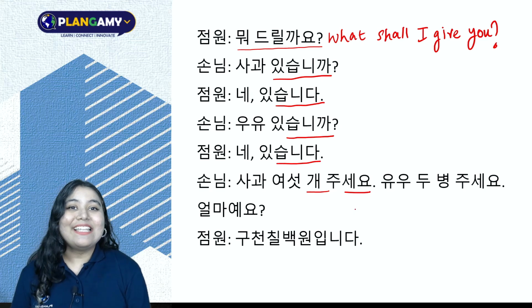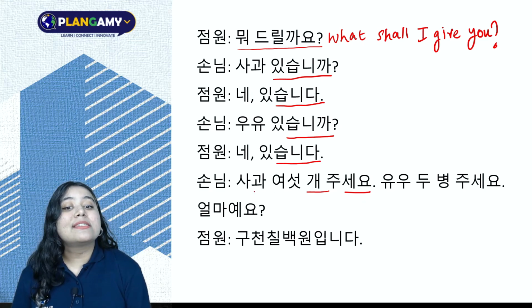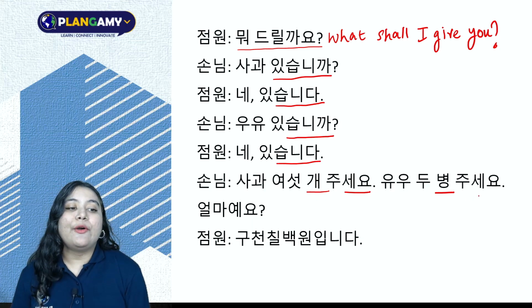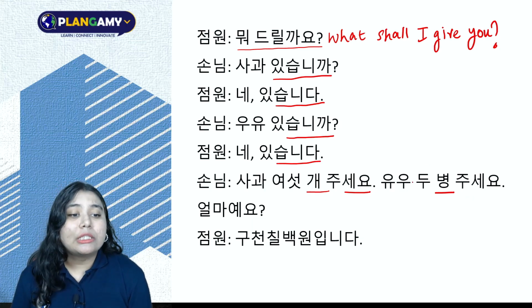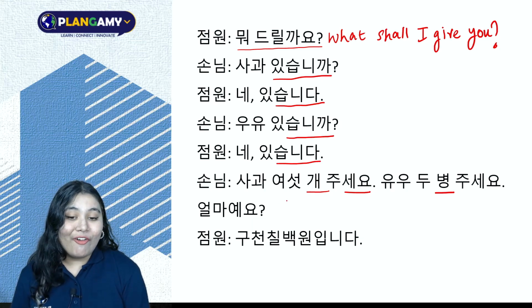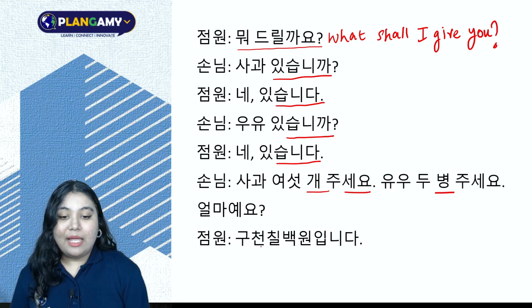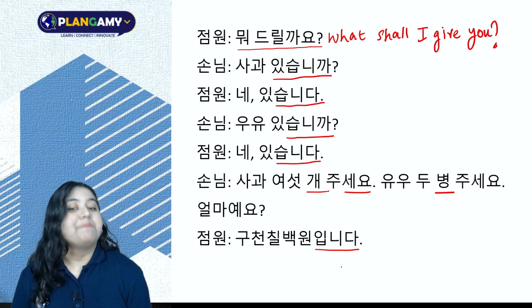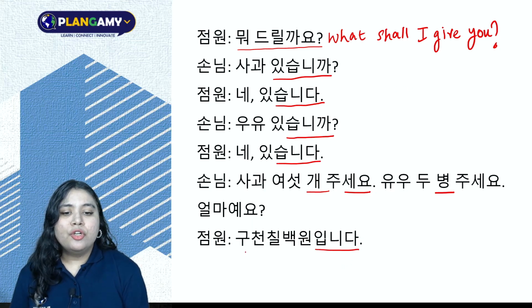6개 of 사과 주세요. 주세요 we did in the last class. 주세요, to give, please give. Please give 6 apples. 사과 6개 주세요. 우유 2병 주세요. 2 bottles of milk. 얼마예요? How much is it for? So 점원 replies 9,700원입니다. So let's break this down.